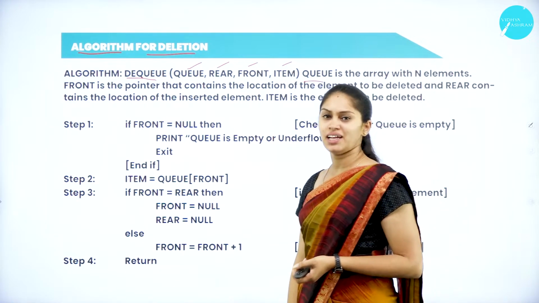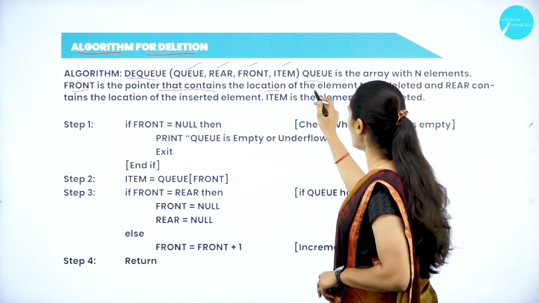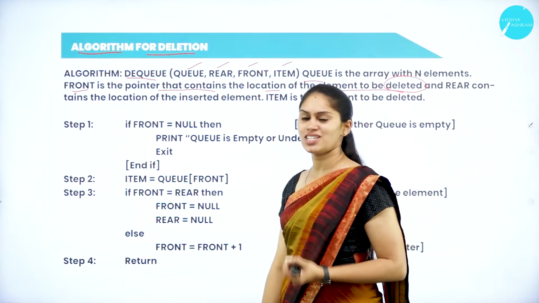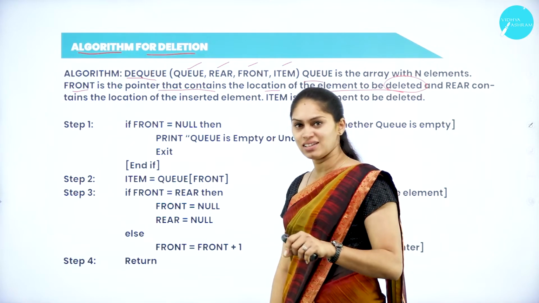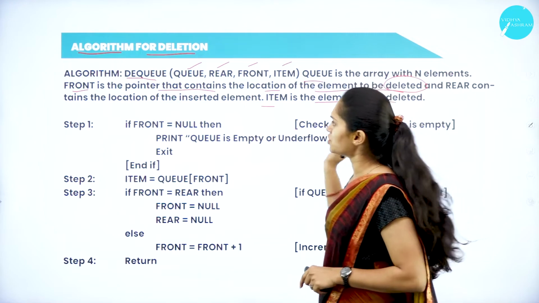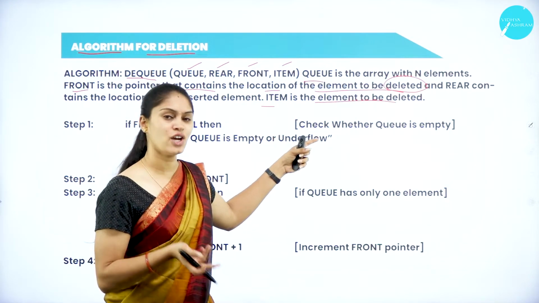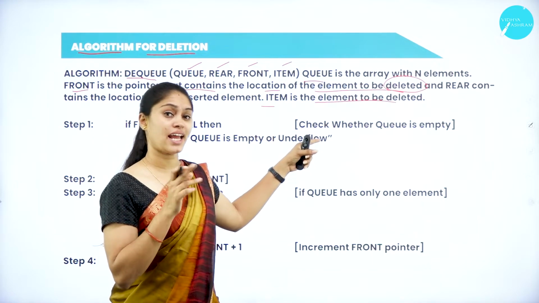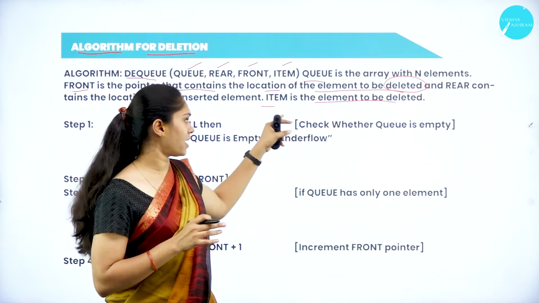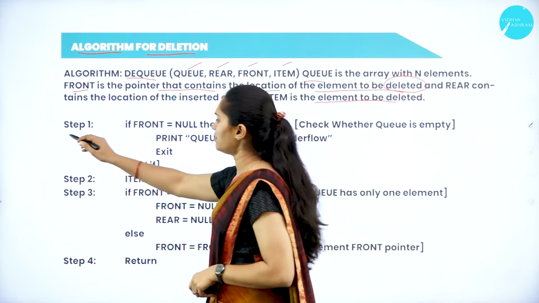It can have any number of elements, and the front pointer points to the location of the element to be deleted, and rear points to the location where the element has to be inserted. Then item is the element to be deleted in the deletion algorithm, whereas item is the element to be inserted when we are inserting an element into the queue. So if I am referring to item now, that indicates an element that needs to be deleted.